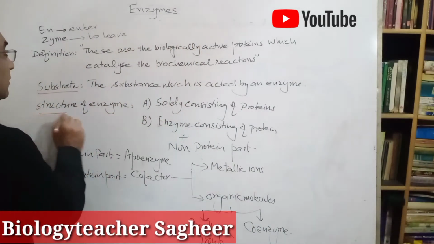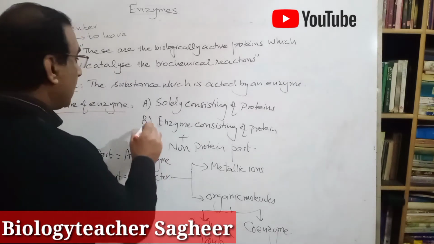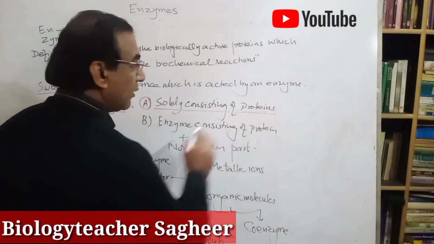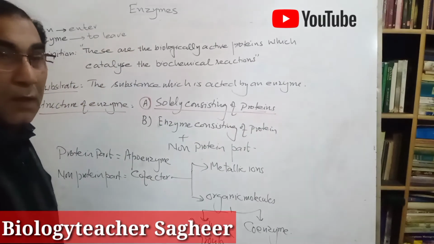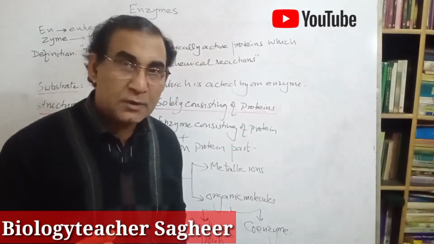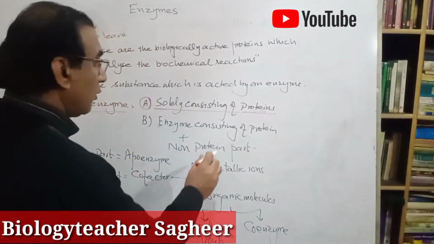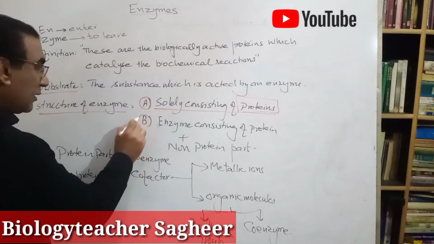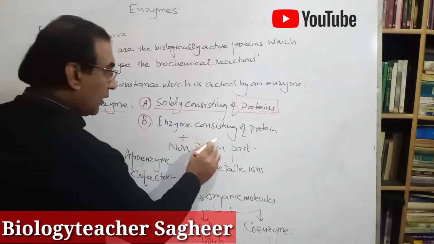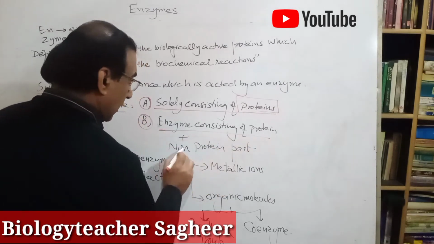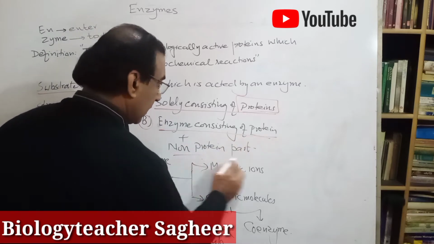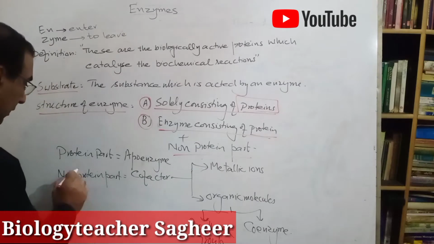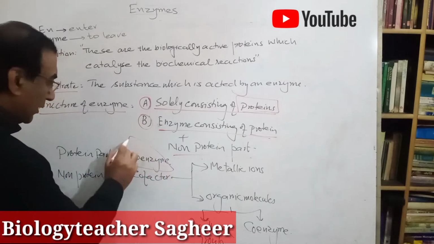As far as the structure of an enzyme is concerned, there are two types of the enzymes. One type of enzymes are those which consist of only the protein molecules. The others are those which consist of a protein part and a non-protein part. Clear?